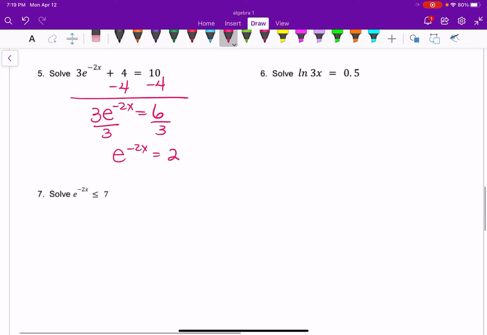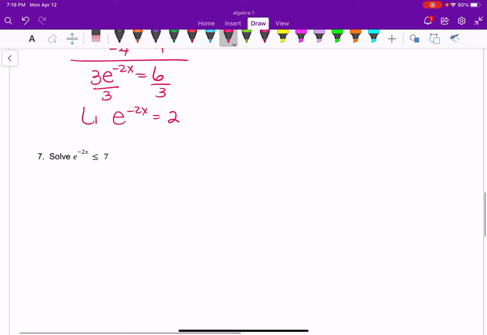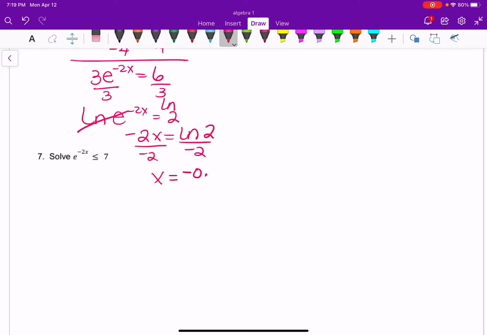Now if I take the ln of each side, watch what happens. If I take the ln of this side and the ln of this side, these are going to cancel out, and you're just going to have negative 2x equals ln of 2. Well, ln of 2 can be put in your calculator. So then I divide both sides by negative 2, and that's just a calculator problem. ln of 2, enter, divided by negative 2 is going to give you negative 0.3466. Okay? So you can use the fact that e and ln are opposites to solve equations.